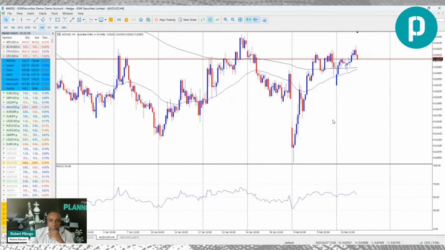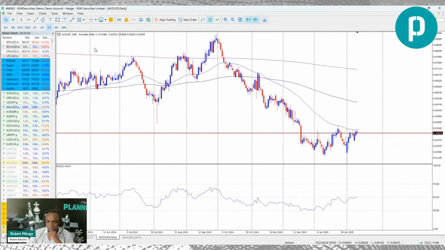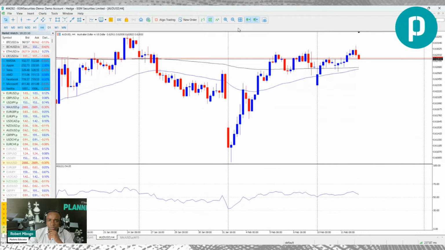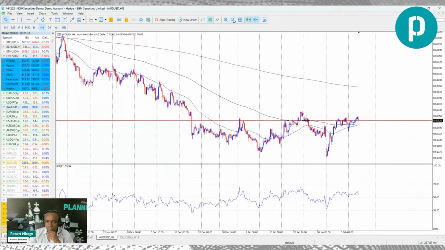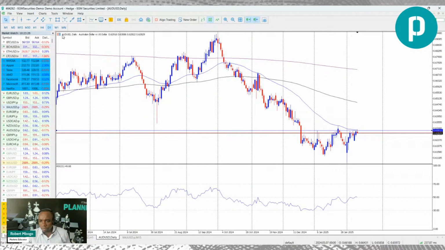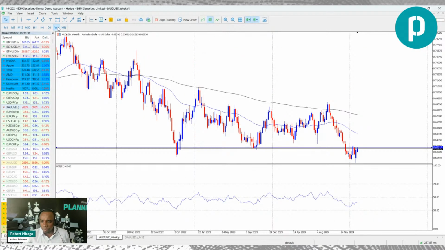AUD USD, we can see some bit of resistance courtesy of the moving average. However, we can also see last week's high acting as some form of resistance. So on this one, we will probably be looking for some shorts.